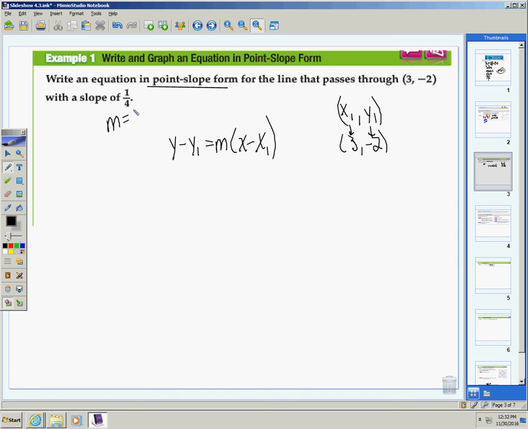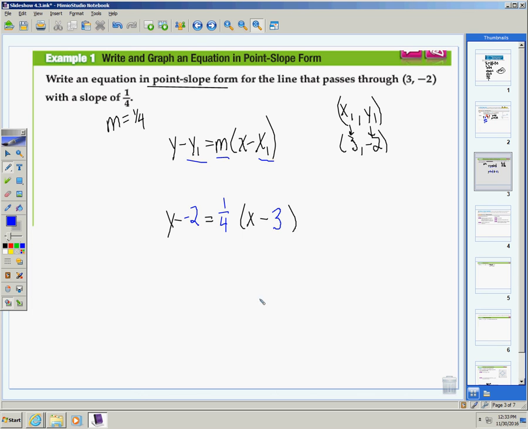So now what I do is I write my equation. And remember, y and x never have anything plugged in for them. It's just always going to be y and x. And then I plug in these specific values for y1, m, and x1. So I've got y minus y1, which is negative 2, equals m, which is 1/4, times the quantity of x minus x1, which is 3. And here's my equation in point-slope form. That's all you have to do.